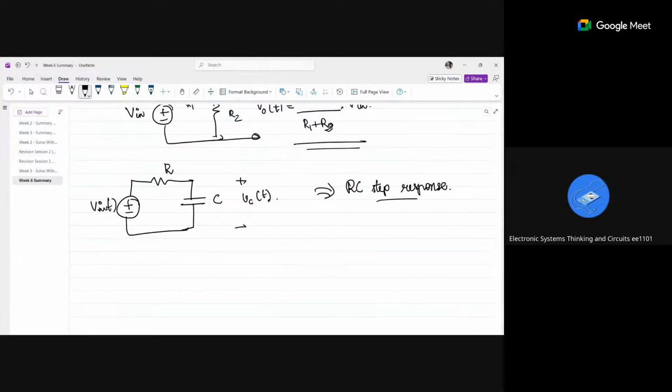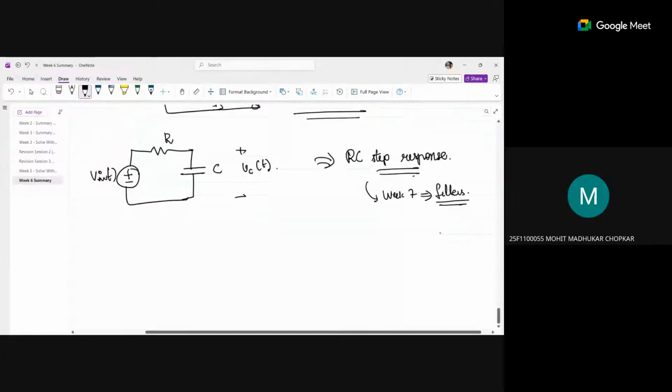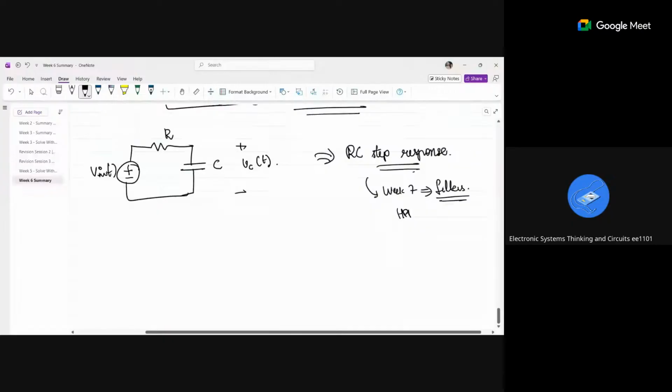So why are we learning these RC step responses? In the next week, that is week 7, you will be learning about filters: high pass, low pass, and band pass. Comparing these, you will learn the band pass filter. Low pass filter is nothing but a resistor like this. This is a low pass filter, and a high pass filter is a capacitor like this.